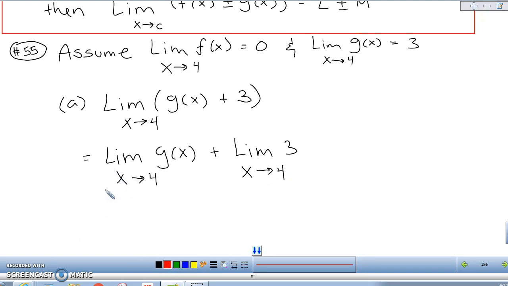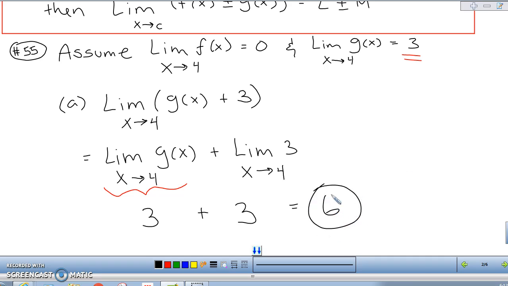Now this produces 3 plus. Now notice, this was a little tricky. Notice that the limit of 3 as x approaches 4, the function is just 3. There is no variable x. So the limit as x approaches 4 is not affecting this function. Therefore, we just keep it 3. So 3 plus 3 is 6.